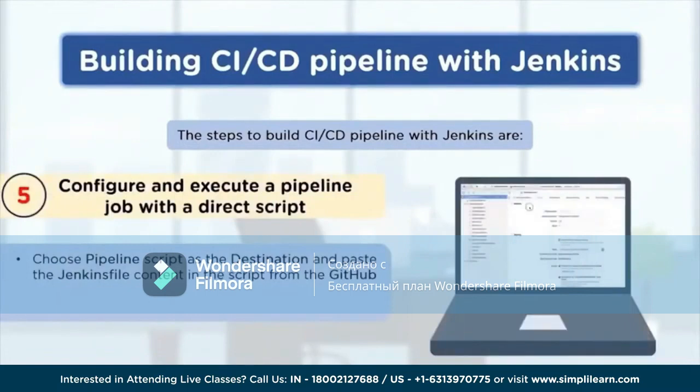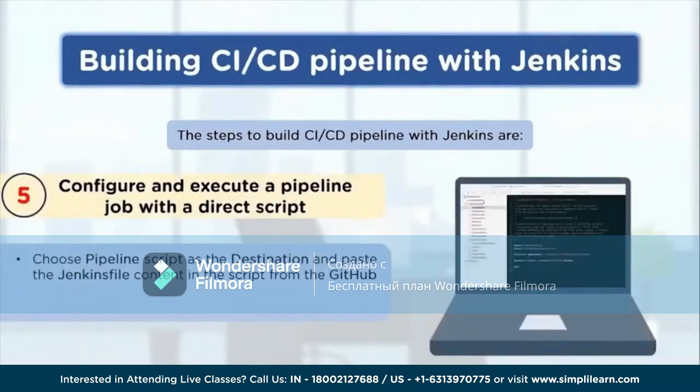Next, we can configure and execute a pipeline job with the direct script. Once the pipeline is selected, you can put the particular script, like a Jenkinsfile, into your GitHub link. You may already have a GitHub link where the Jenkinsfile is, so you can make use of that. Once you process the GitHub link, we can proceed with that, and once the processing is done, you can save and keep the changes, and it will be picking up the pipelines.